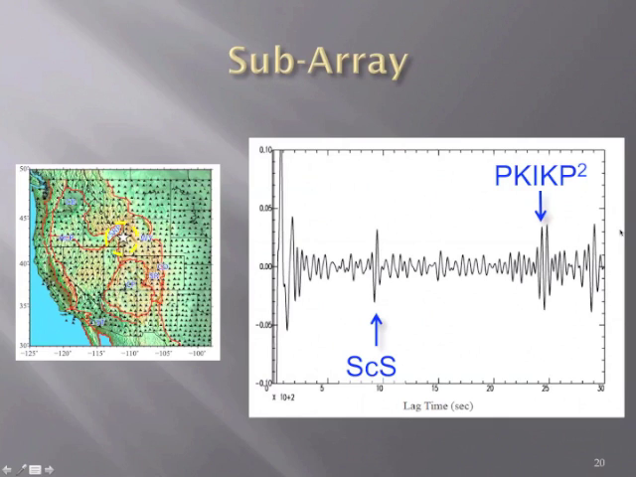One of the questions we try to answer is whether we need to stack the whole US array to get a result. And the answer is no. Even for a small array, such as all the stations within this yellow circle here, if you do cross correlation and stack the cross correlations, you can clearly identify the body wave phases, SCS and PKIKP2. And in fact, we can measure travel time for these two phases, SCS and PKIKP2.